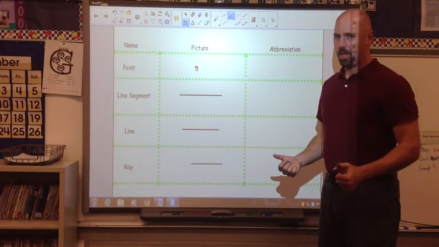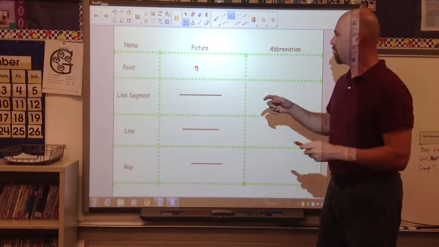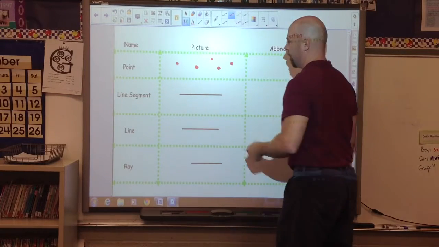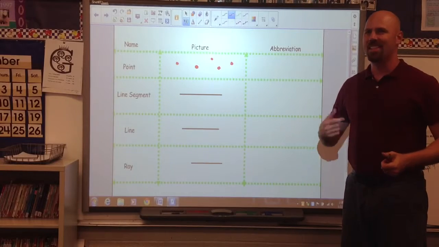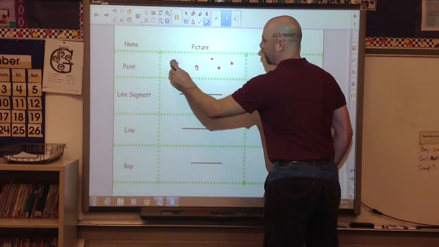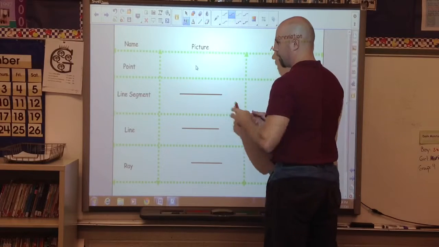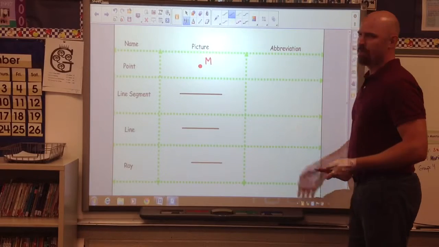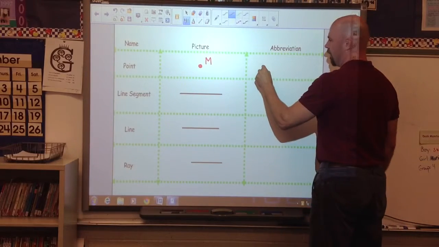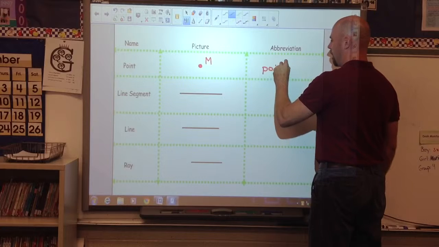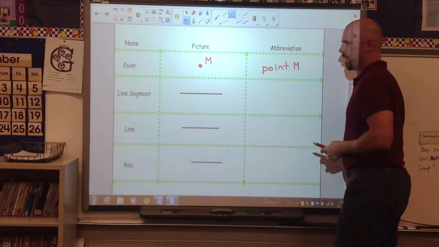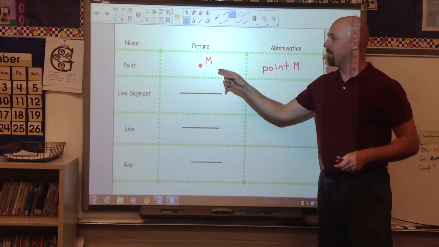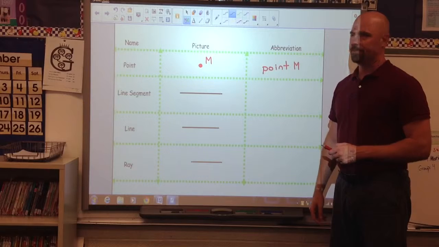The other thing we need with a point is a letter. We need to give it a name, because if I drew a bunch of points here, you don't know what point I'm talking about unless I give it a name. So go back to our original point here, and I'm just going to call it M. And the abbreviation is actually longer than actually drawing the point. We just write the word point M. So if I say, can you show me point M, I can look real quick and say, there it is. If I have a whole field of points, but that one has an M next to it, I know which one you're talking about. Okay?